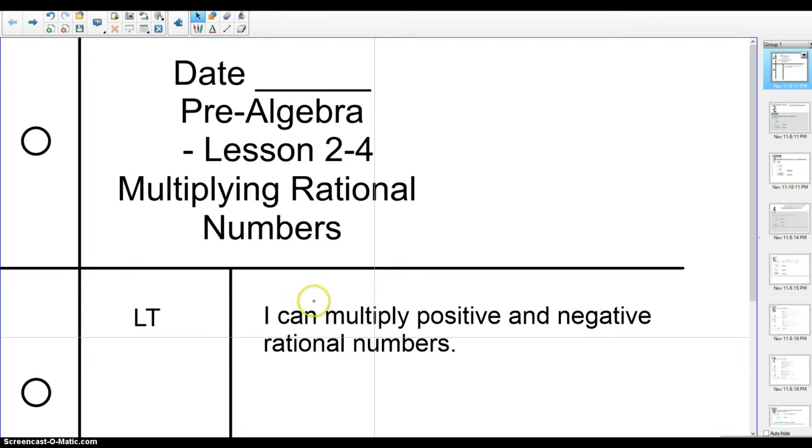By the end of today, you will know how to multiply positive and negative rational numbers. And that's going to be our learning target check. You want to write that down, and then at the end of today, when we do our closer, double check, were you able to do that? Can you check that off? I was able to multiply a positive and a negative rational number.